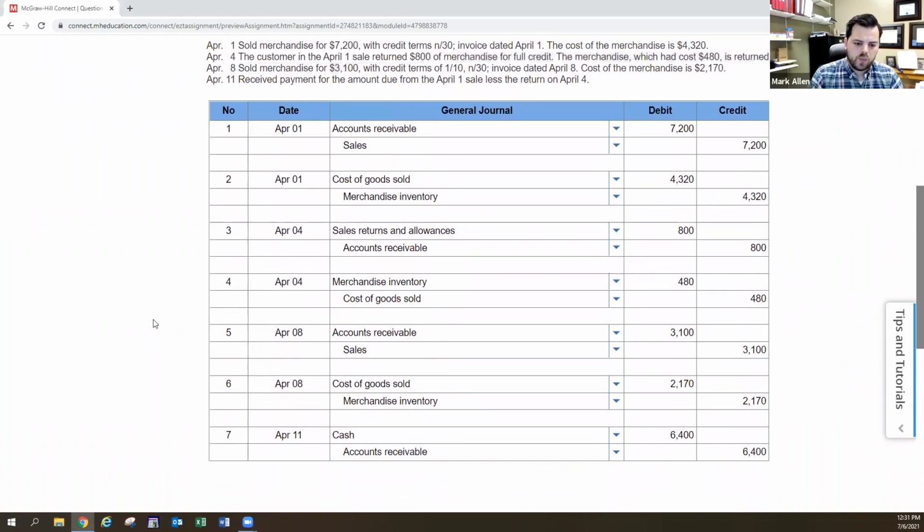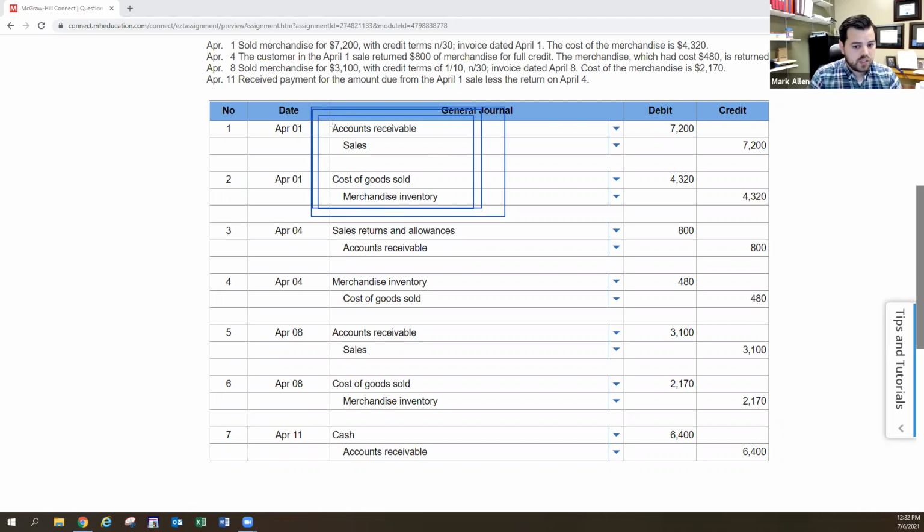So on the 8th, we see here we sold merchandise 3,100, credit terms this. Once again, we know this is a sale, so it's exactly like what we did in 1 and 2. Debit to accounts receivable for the amount of the sale, credit to sales. Once again, remembering this is truly sales revenue. Then we debit cost of goods sold, credit merchandise inventory. I will tell you, much like I told you in chapter 3, this format for this entry is something you want to commit to memory. Anytime you ever have a sale, this is what it will look like.